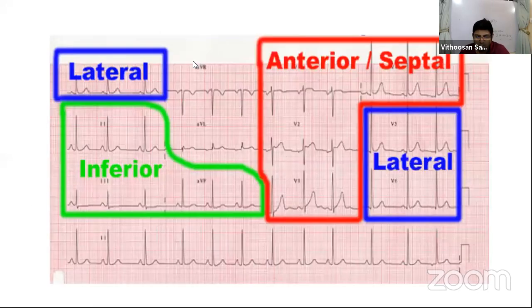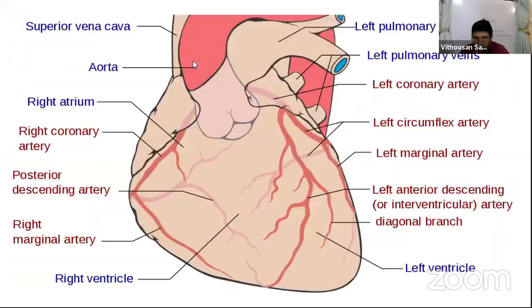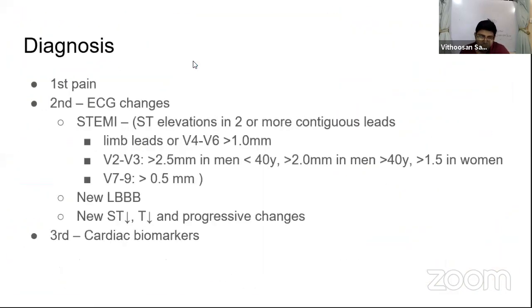Now, this acute coronary syndrome. How are you going to diagnose this acute coronary syndrome? I'll come back to this point later. Don't worry too much. There are three things to diagnose this acute coronary syndrome. One is the ECG, which I told you now.